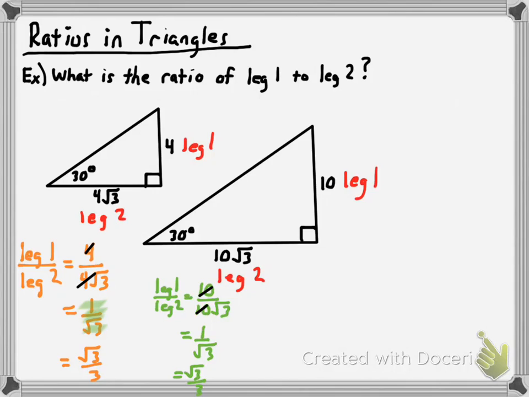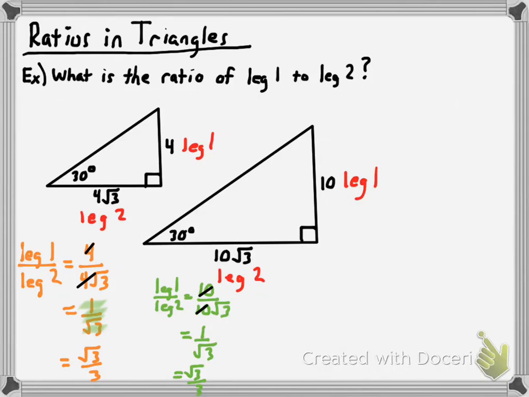Anytime you know the acute angle measures of a right triangle, then the ratios between the sides of those triangles are always going to be the same, no matter what size the actual triangles are. Clearly this triangle is much bigger than this triangle, but the ratios between the legs in this triangle are the same as the ratios between the legs in this triangle because those triangles have the same angle measures, or in other words, because those triangles are similar to one another.